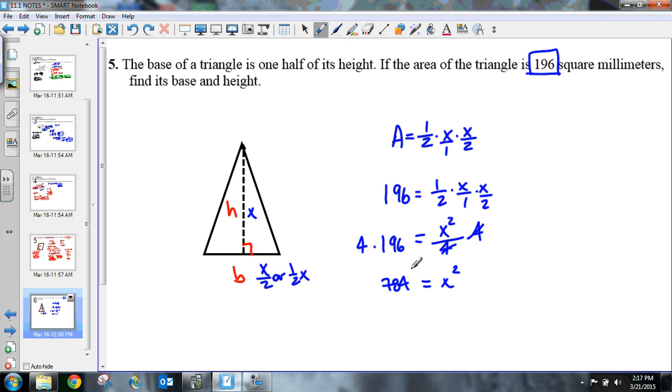All right, and I want to solve for x. Now, this we know how to solve. Okay, we can just take the square root of both sides, and I'm going to get that x is actually going to end up being 28. Okay, so then I know that my height is equal to 28, and I know that my base length is half of 28, so it's going to be 14. And what is this? Millimeters.